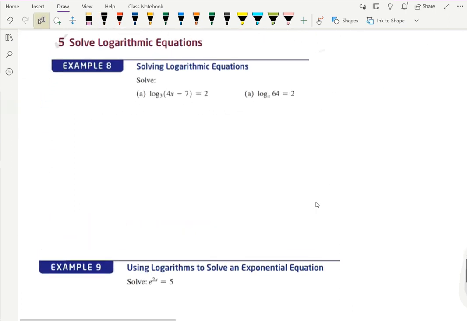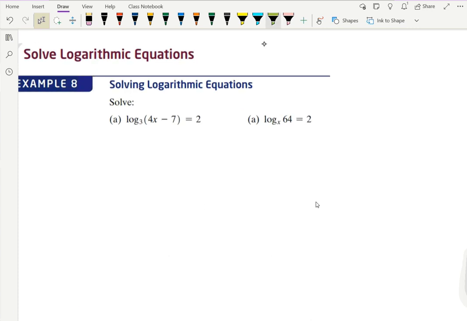Last objective here is to solve our logarithmic equations. To solve the logarithmic equations, we're going to use the definition of what it means to be a logarithm. So let's say we have log of x base b equals y. That means then that b to the y has to be x. Whatever the logarithm equals is the exponent.